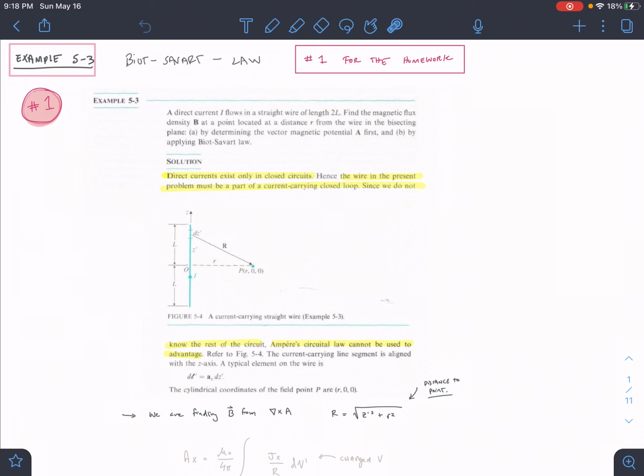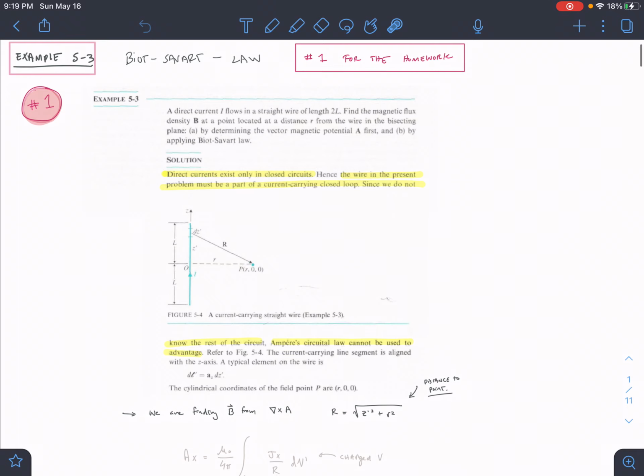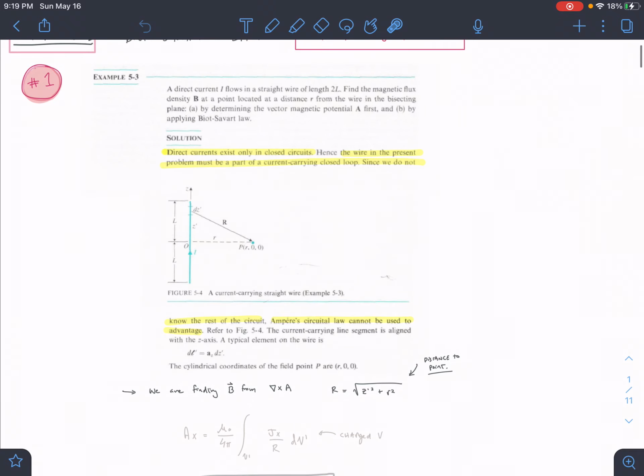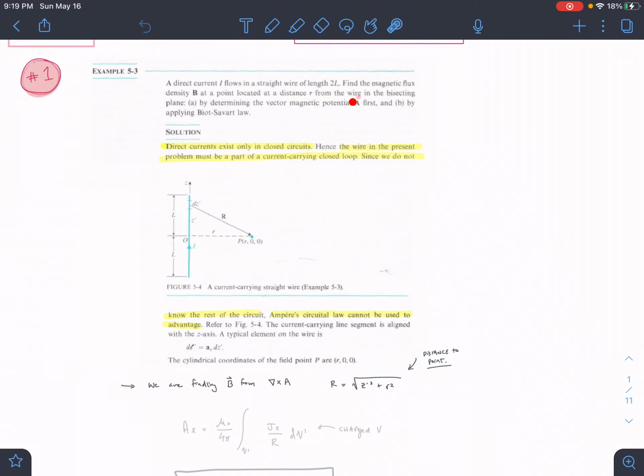You'll have a lot of different problems where you have wires in different configurations, and you can use this base equation for B field due to a wire and manipulate it for different problems. So this problem is very key for a lot of things in chapter 5, okay? Just knowing the general solution for this problem is key. Okay, so first, part A, finding the vector magnetic potential, and then using that to find the B field.